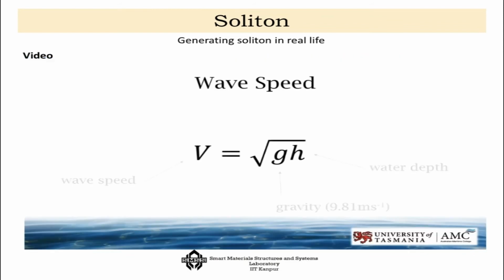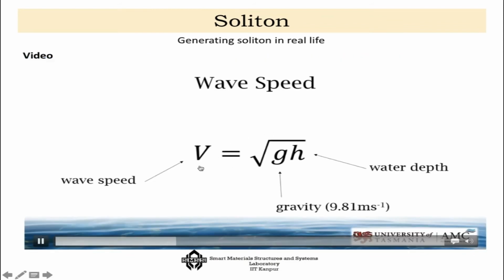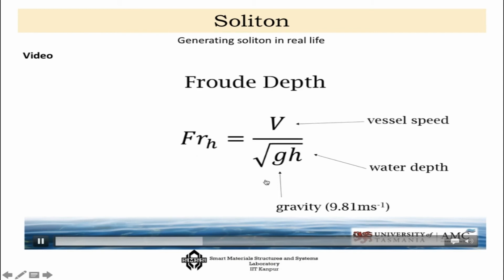The maximum speed of a wave is limited by the depth of the water it is traveling in. The deeper the water, the faster the wave can travel. This allows tsunamis to travel at very high speeds across deep oceans. Fluid depth is a relationship between vessel speed and the depth of the water. If a vessel is traveling at a critical fluid depth of 1, it is going the maximum speed of the waves it is generating.